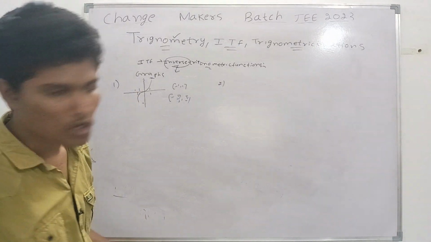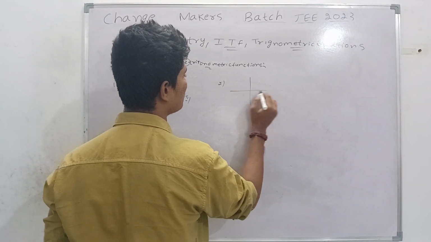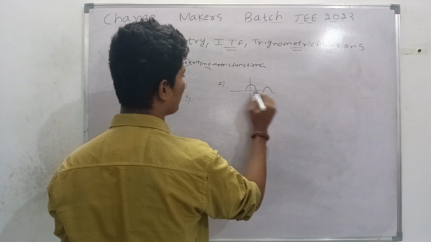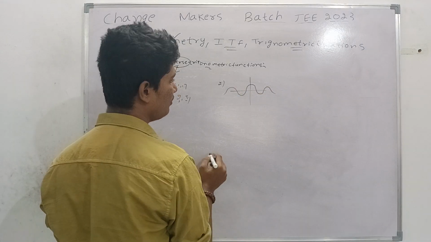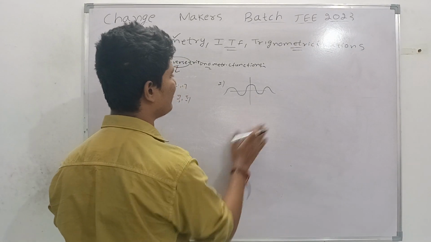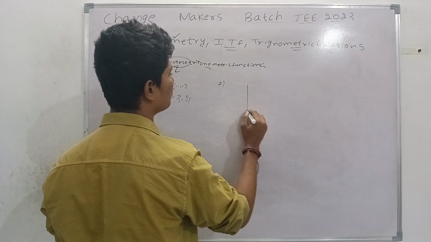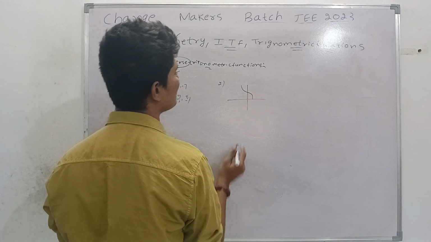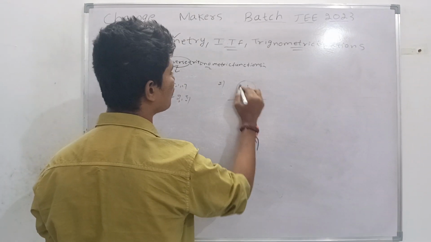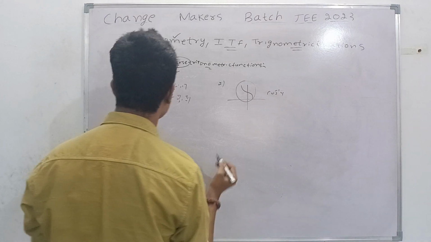Now cos inverse x graph. How will the cos inverse x graph be? Like this. You already know. The cos x graph is like this. Actual cos x graph is like this. But when you restrict the domain, the graph becomes like that. This is a graph for cos inverse x. You have to remember the graphs also.